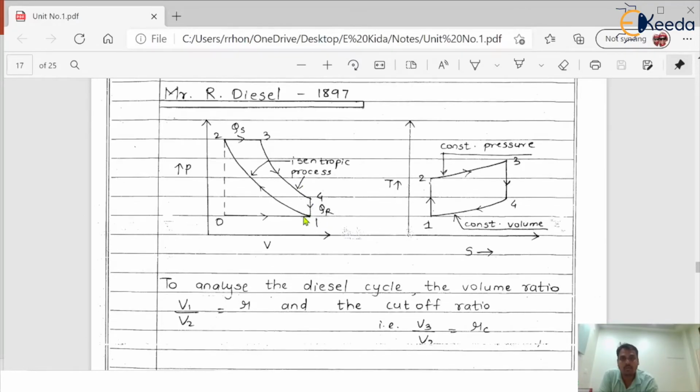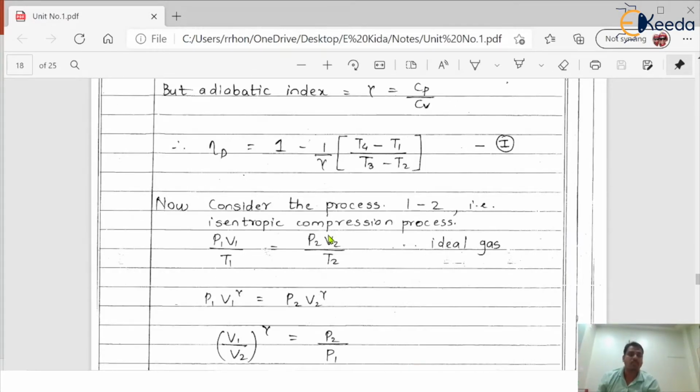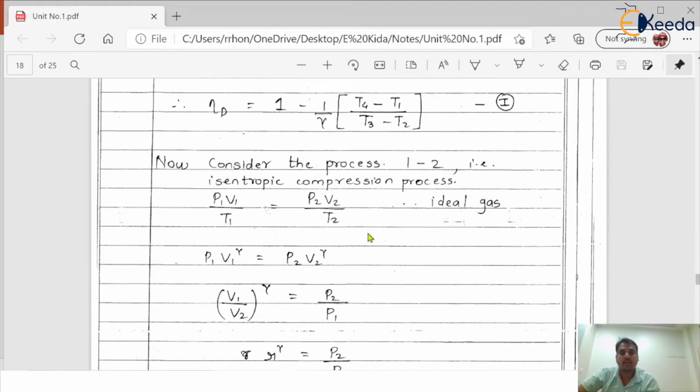So again, going to the diagram, 1 to 2 is the isentropic compression process, and now we are going to write the equation for this first process, 1 to 2. Dear friends, we have to write the equations for all the processes: 1 to 2, 2 to 3, 3 to 4. So we start with the first process.